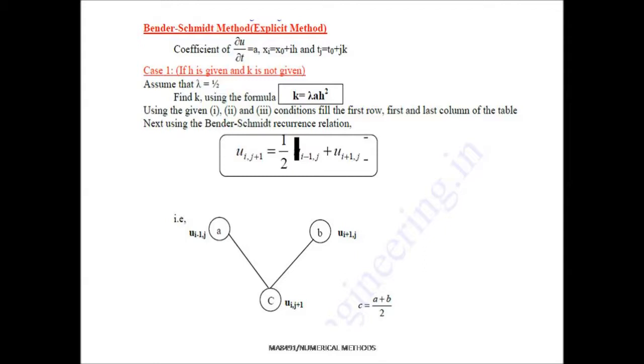Now to apply the Bender-Schmidt method, you must have the condition lambda between 0 and 1/2. If that condition is satisfied, then only you can apply the explicit Bender-Schmidt formula to find your solution for the one-dimensional heat equation. Now we have two cases for this method. Case 1 is when h is given and k is not given. Case 2, both h and k are given.